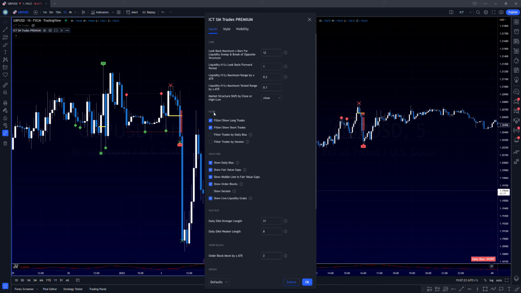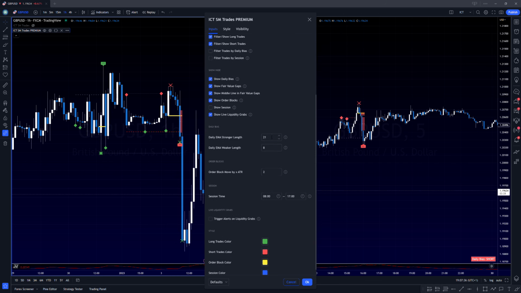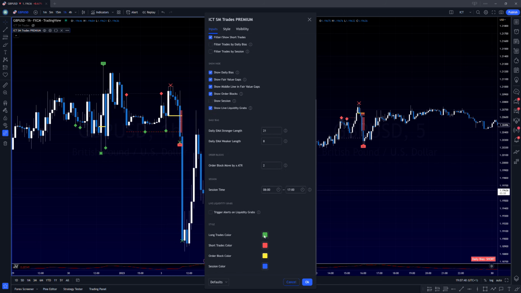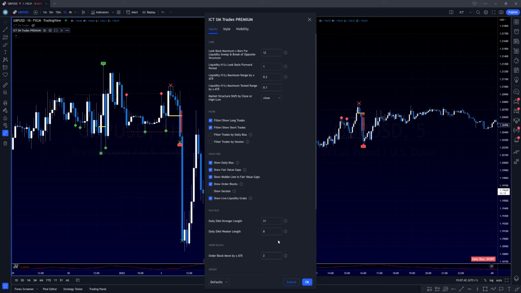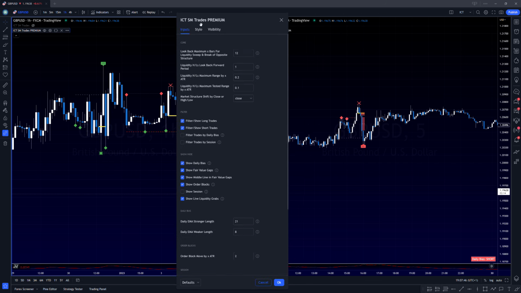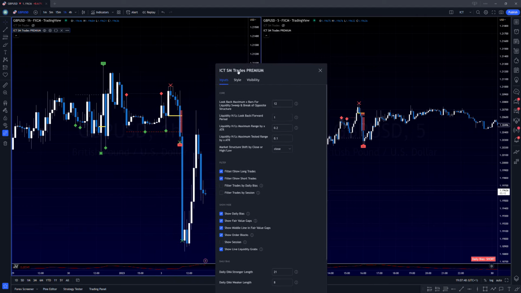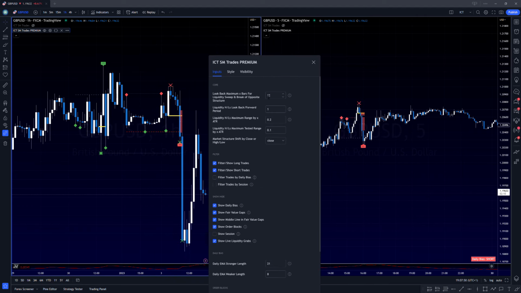These settings are some settings that filter trades for you. These settings can show or hide some features or some labels and lines. And here you can set some settings for the features. So I will try to explain everything in this video. So the first thing here is this core setting.